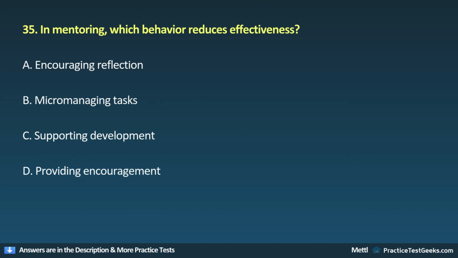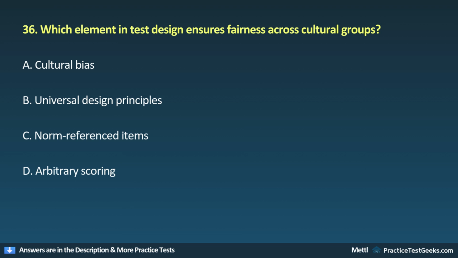35. In mentoring, which behavior reduces effectiveness? A. Encouraging reflection. B. Micromanaging tasks. C. Supporting development. D. Providing encouragement. 36. Which element in test design ensures fairness across cultural groups? A. Cultural bias. B. Universal design principles. C. Norm-referenced items. D. Arbitrary scoring.